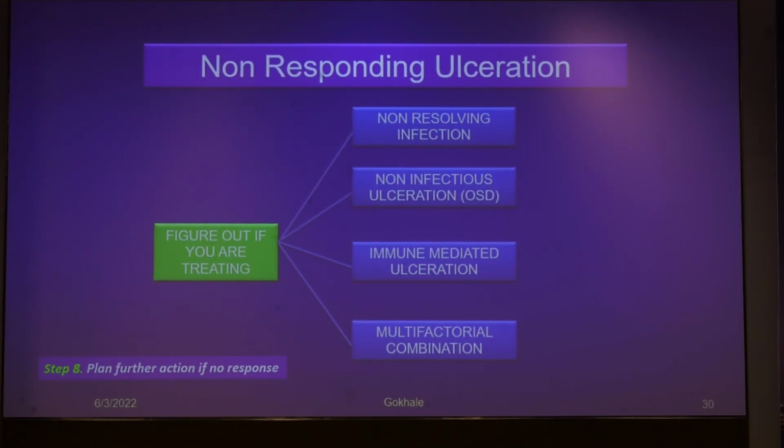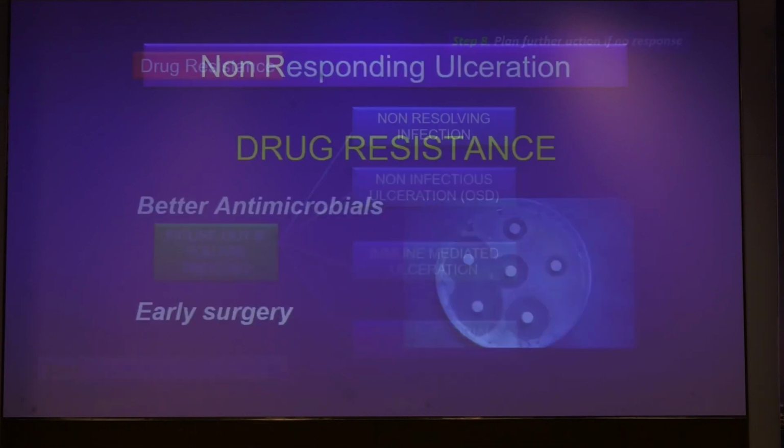So for example, you need to figure out whether you're treating an infection which is not resolving, or you're treating now a component which is non-infectious in nature. We all know that the infection is knocked off, but there are non-infectious factors which are contributing to the ulcer not healing. Similarly, there could be immune-mediated factors which we may not have addressed, and there are many patients where there may be a multifactorial combination of these factors which is causing the ulcer not to heal.